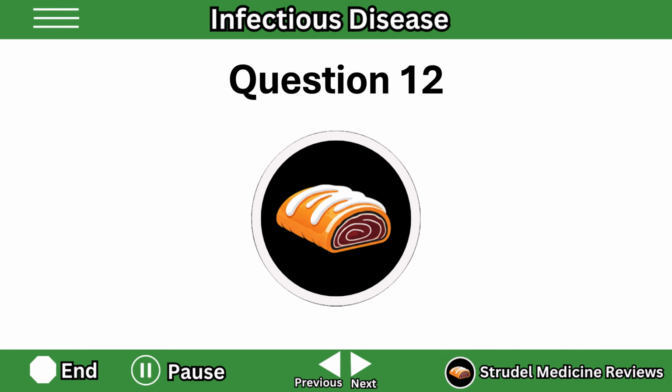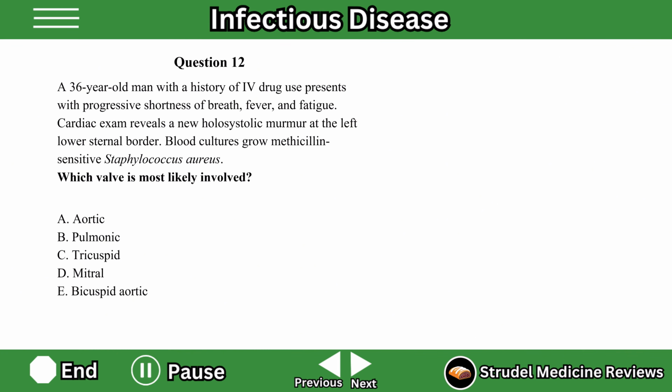Question 12. A 36-year-old gentleman with a history of IV drug use presents with progressive shortness of breath, fever, and fatigue. Cardiac exam reveals a new holosystolic murmur at the left sternal border. Blood cultures grow methicillin sensitive Staph aureus. Which valve is most likely involved? A. Aortic. B. Pulmonic. C. Tricuspid. D. Mitral. E. Bicuspid aortic valve.